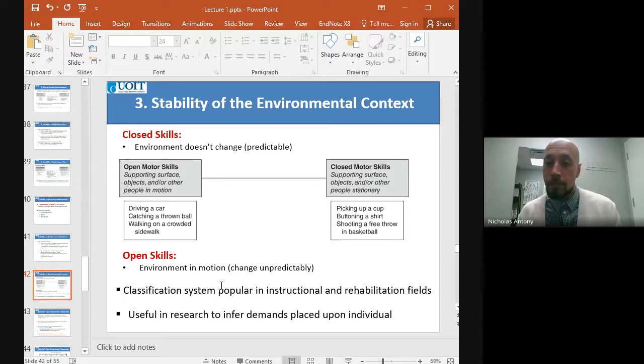Question. So closed motor skills are stationary variables, whereas open skills are changing movements. Exactly that. Yeah, correct.